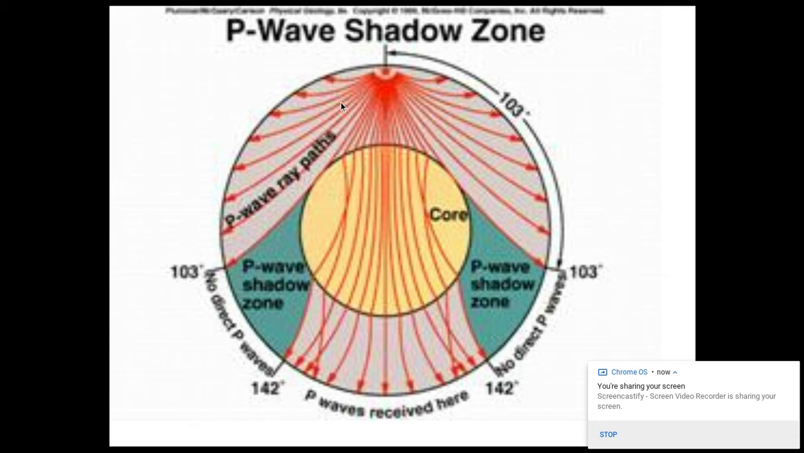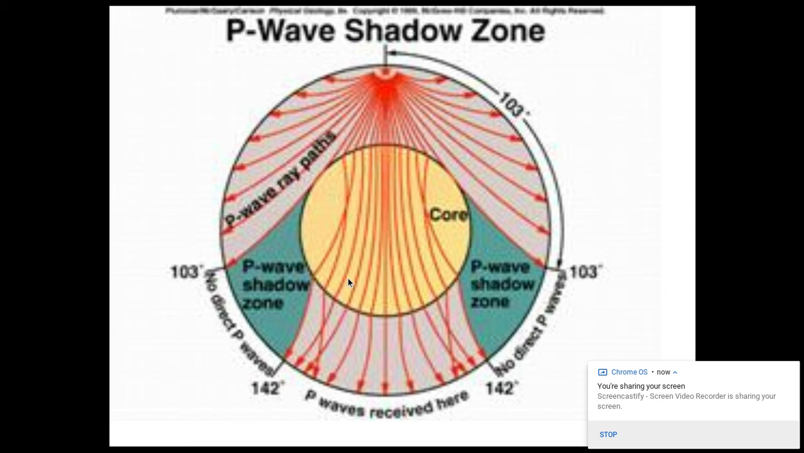Now, P waves and S waves would be all the way here, all the way here. P waves will go through and end up here. You will not get any S waves, and the reason for that is the outer core is liquid. S waves do not go through liquids. So only P waves would arrive here.